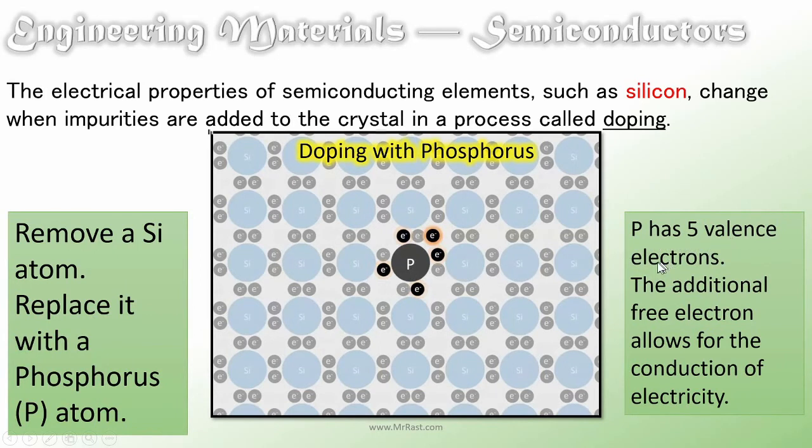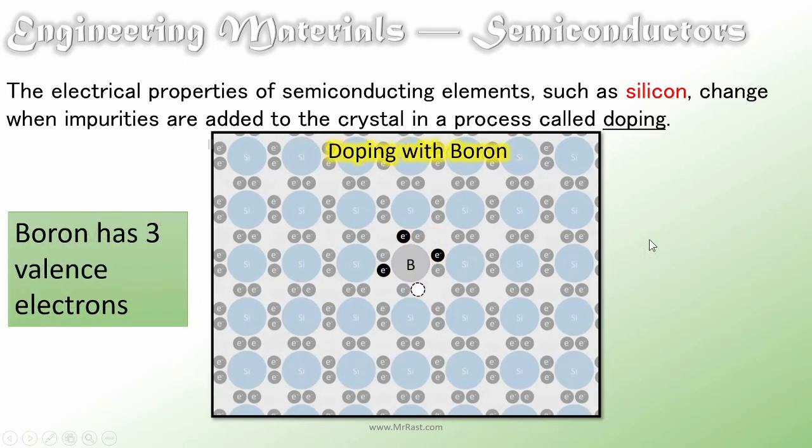Phosphorus has 5 valence electrons. Notice on your periodic table it's in group 15. It's got 5 valence electrons, and so it's going to bond with the silicons, but there's 1 extra electron, and this extra electron allows for the conductivity of electricity. Because of this extra electron here, that electron is free to move, and if it's free to move, it can conduct electricity.